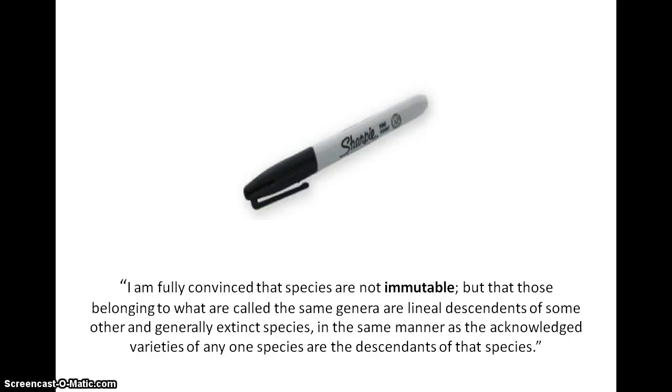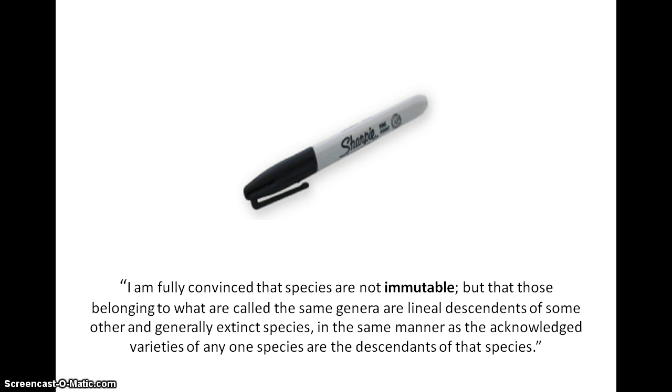The second word is immutable. Darwin writes, "I'm fully convinced that species are not immutable, but that those belonging to what are called the same genera are lineal descendants of some other and generally extinct species, in the same manner as the acknowledged varieties of any one species are the descendants of that species." What do you think immutable means?